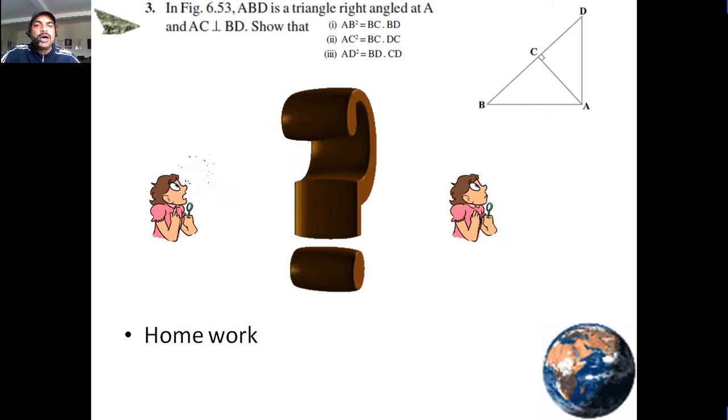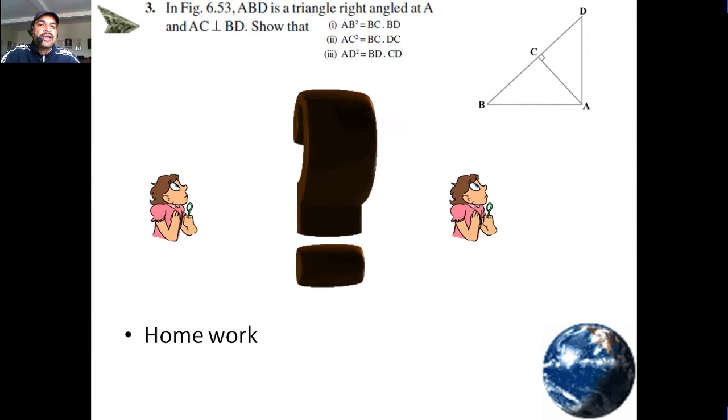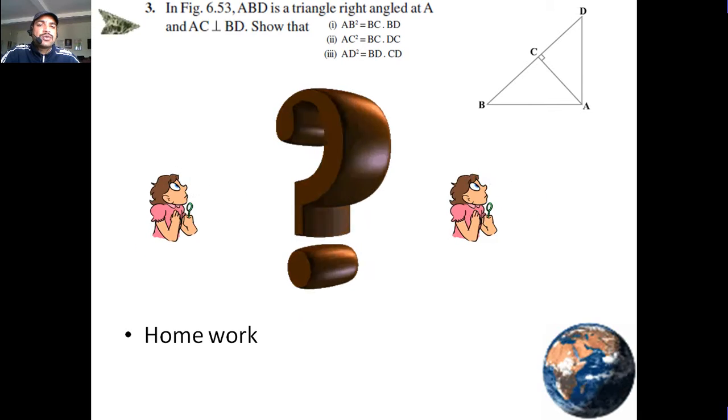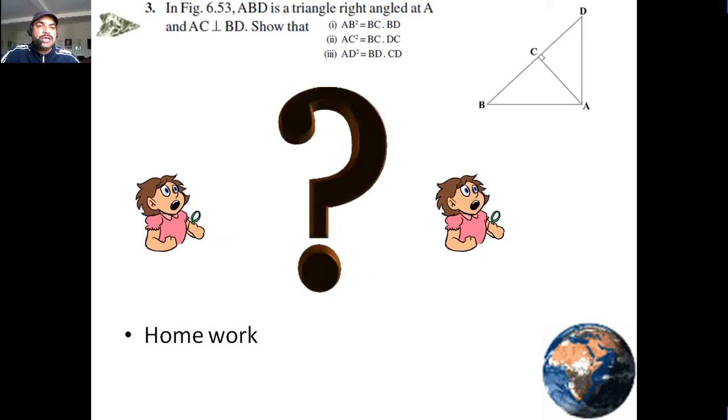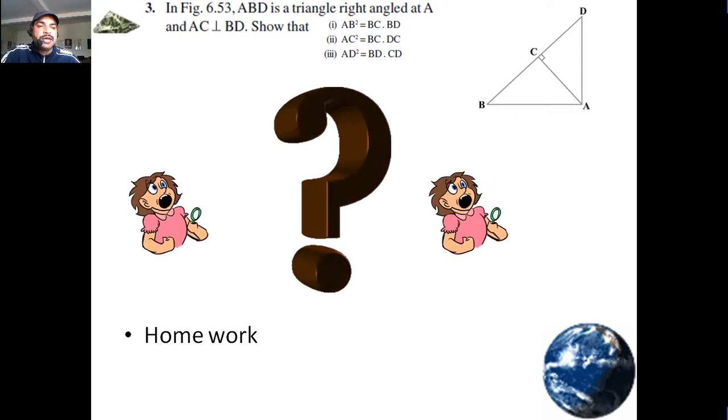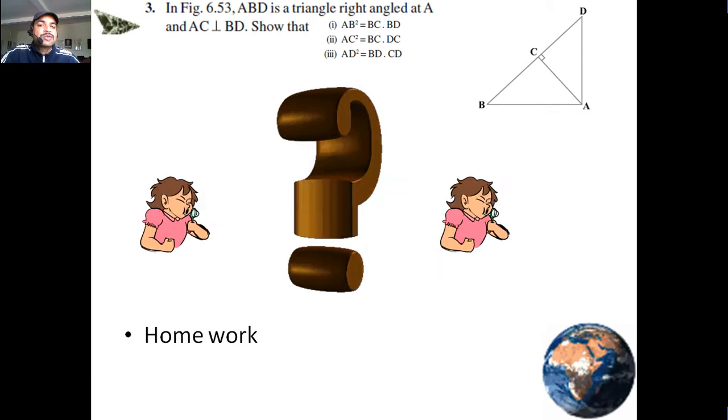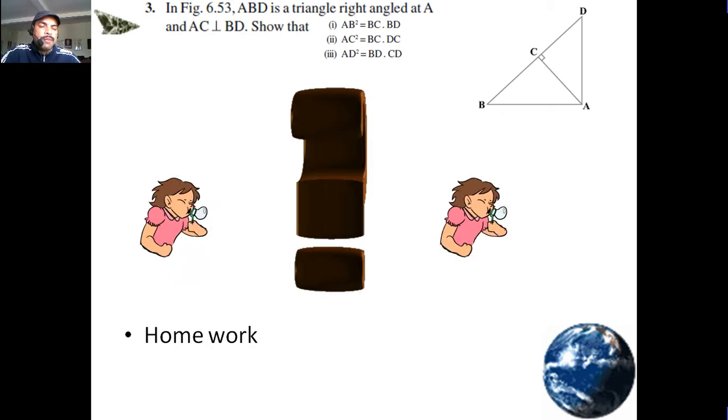Again, if we have to prove AD square, there are two triangles. Triangle DCA is similar to triangle DAB. So using this similarity criterion, we get AD square is equal to BD into CD.